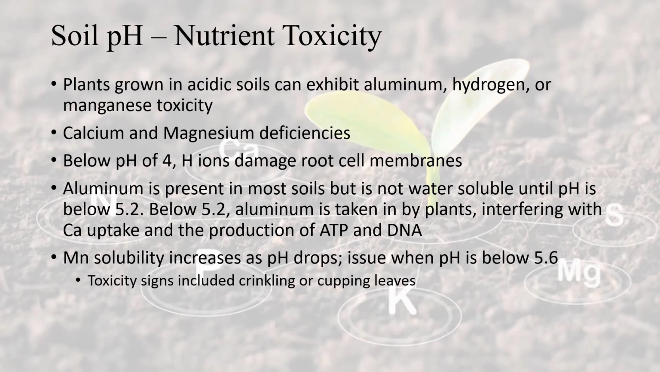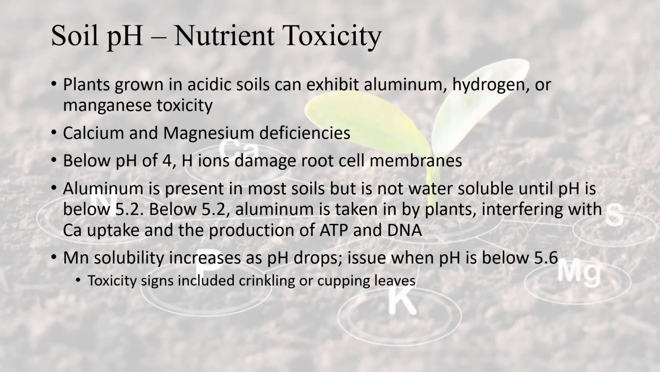Now, if we get outside of those ranges, we can fall into some nutrient toxicity. Plants grown in acidic soils can exhibit aluminum, hydrogen, or manganese toxicity. You could start getting into calcium and magnesium deficiencies because they are more available in more alkaline ranges. Below a pH of 4, which is very, very acidic, the hydrogen ions themselves will damage root cell membranes.